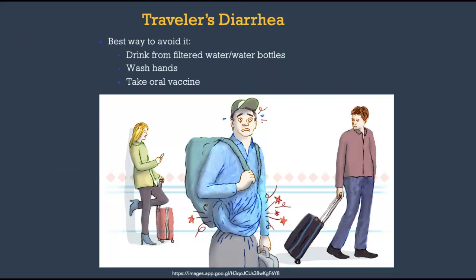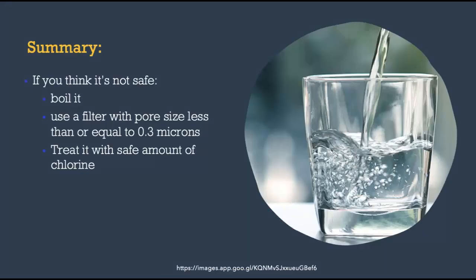So you might have heard of traveler's diarrhea. The best way to avoid it is to drink from filtered water bottles, wash your hands often, or take the oral vaccine. If you don't think the water is safe, boil it. You can also use a filter with pores that are equal to or less than 0.3 microns in size. In the United States, a chemical disinfectant such as chlorine is used to kill remaining parasites, bacteria, or viruses. This helps keep water safe as it travels to homes and businesses.